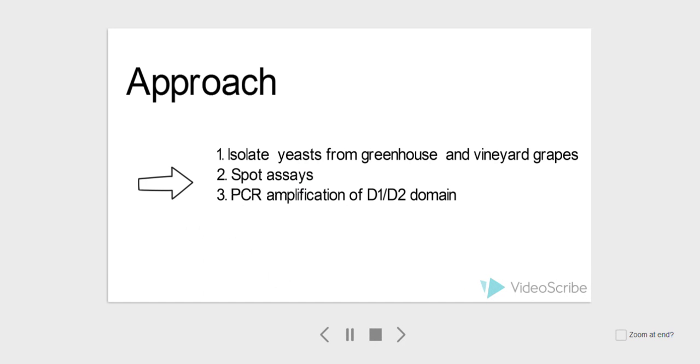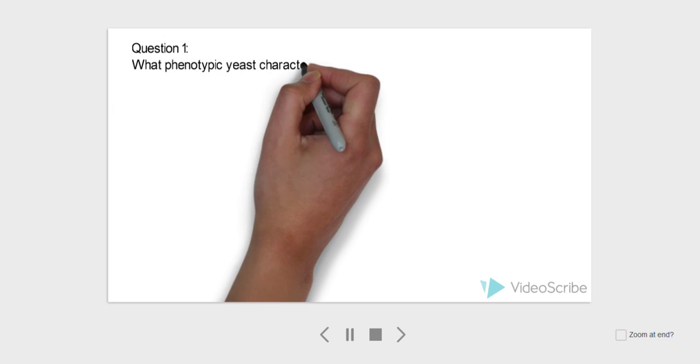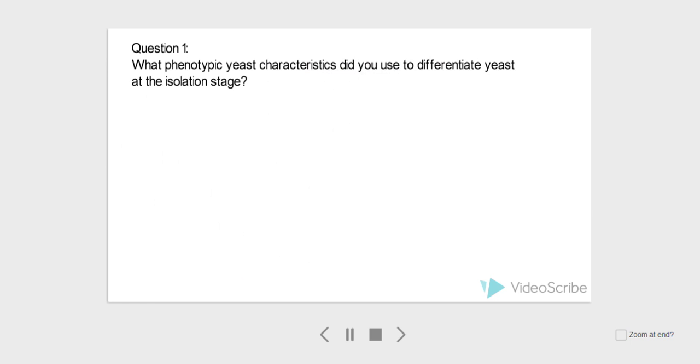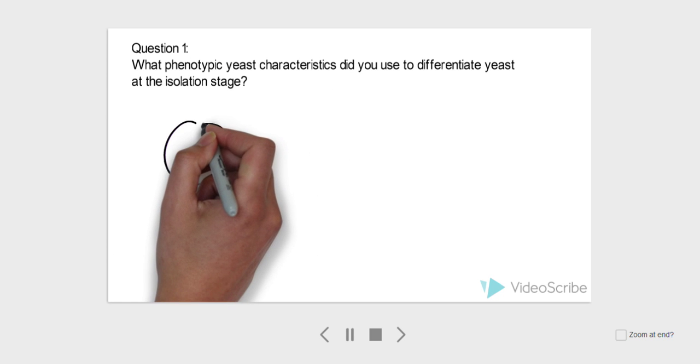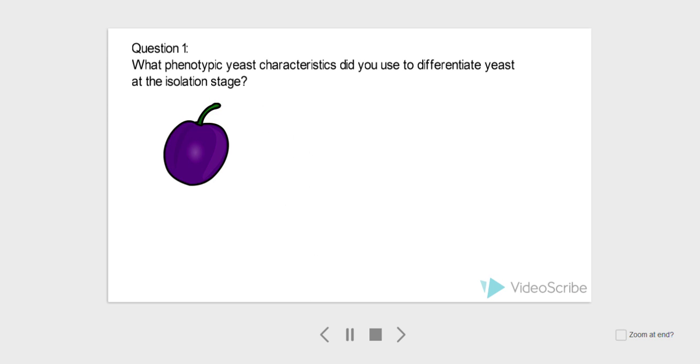Okay, so here's the first question we've chosen to answer from our audience. What phenotypic yeast characteristics did you use to differentiate your strains of yeast at the isolation stage? To answer your question, vineyard and grape berry surfaces harbor complex microbial communities composed of yeast, bacteria, and filamentous fungi. But, as you know, we targeted isolation of yeasts only.